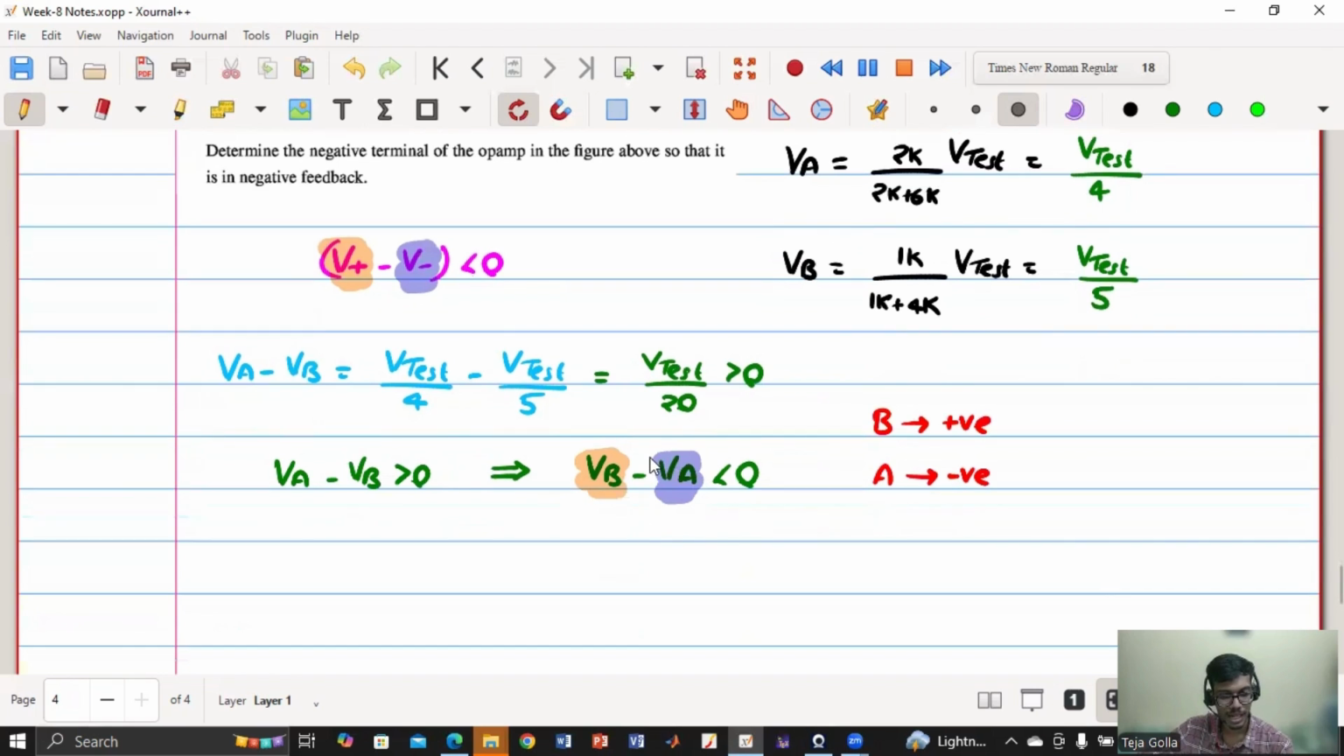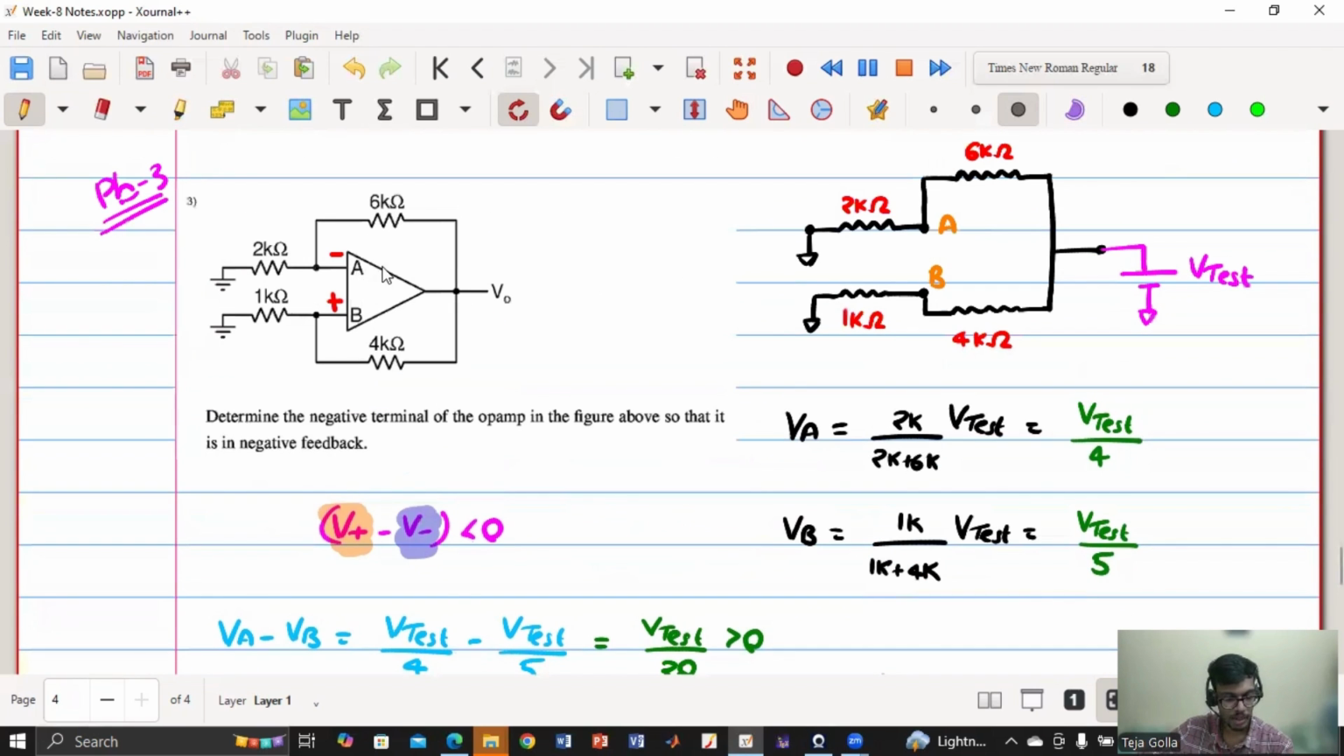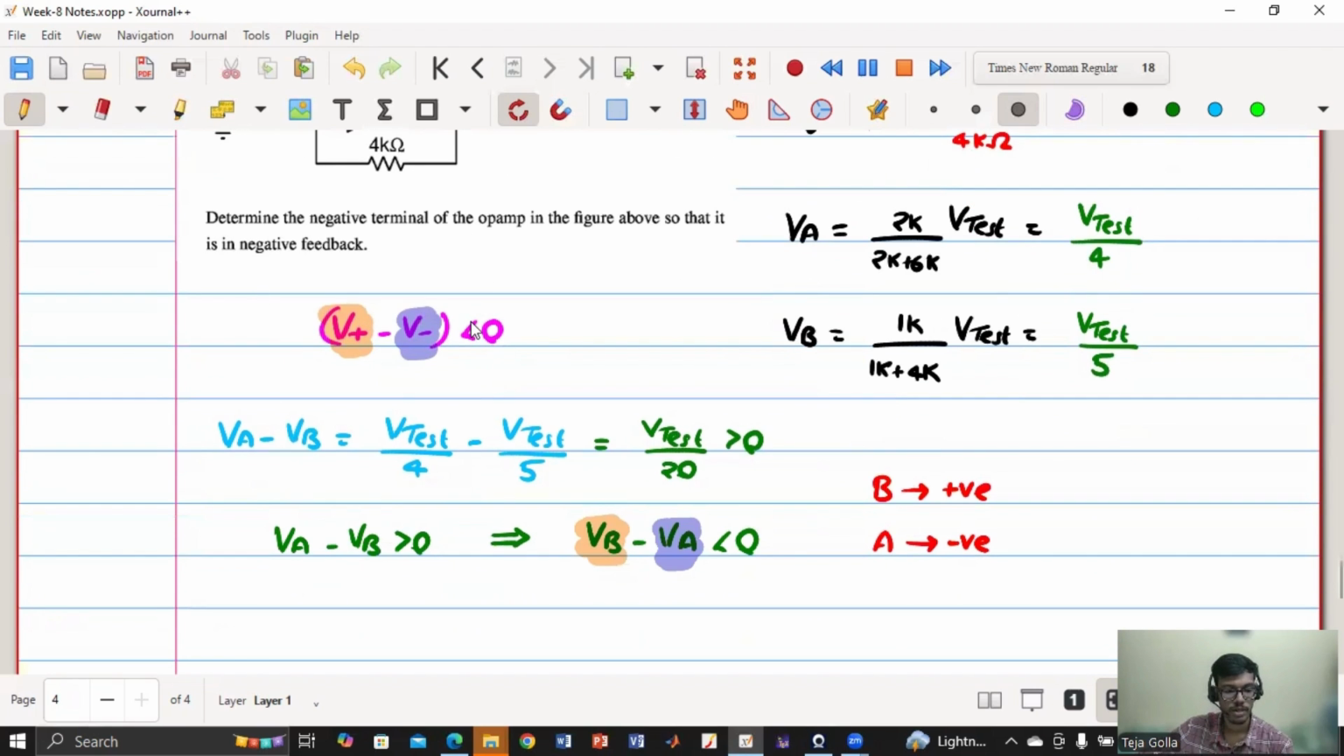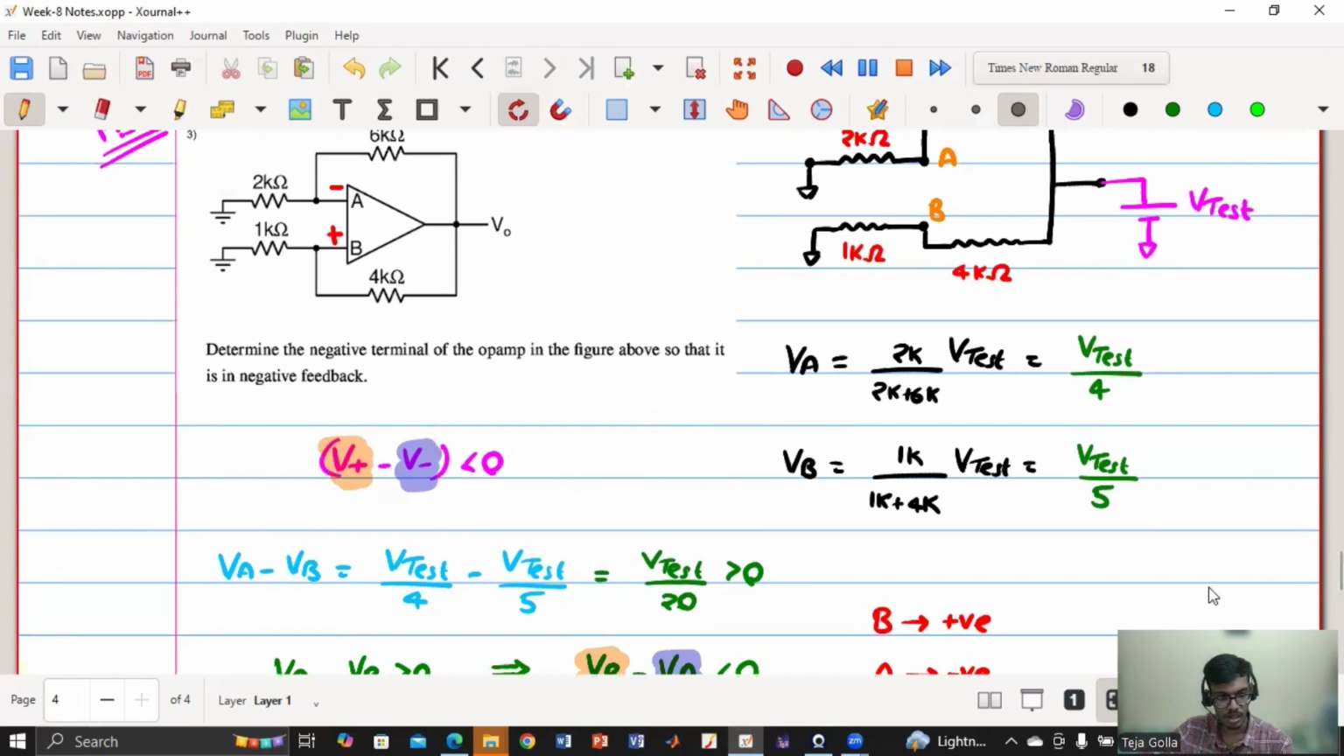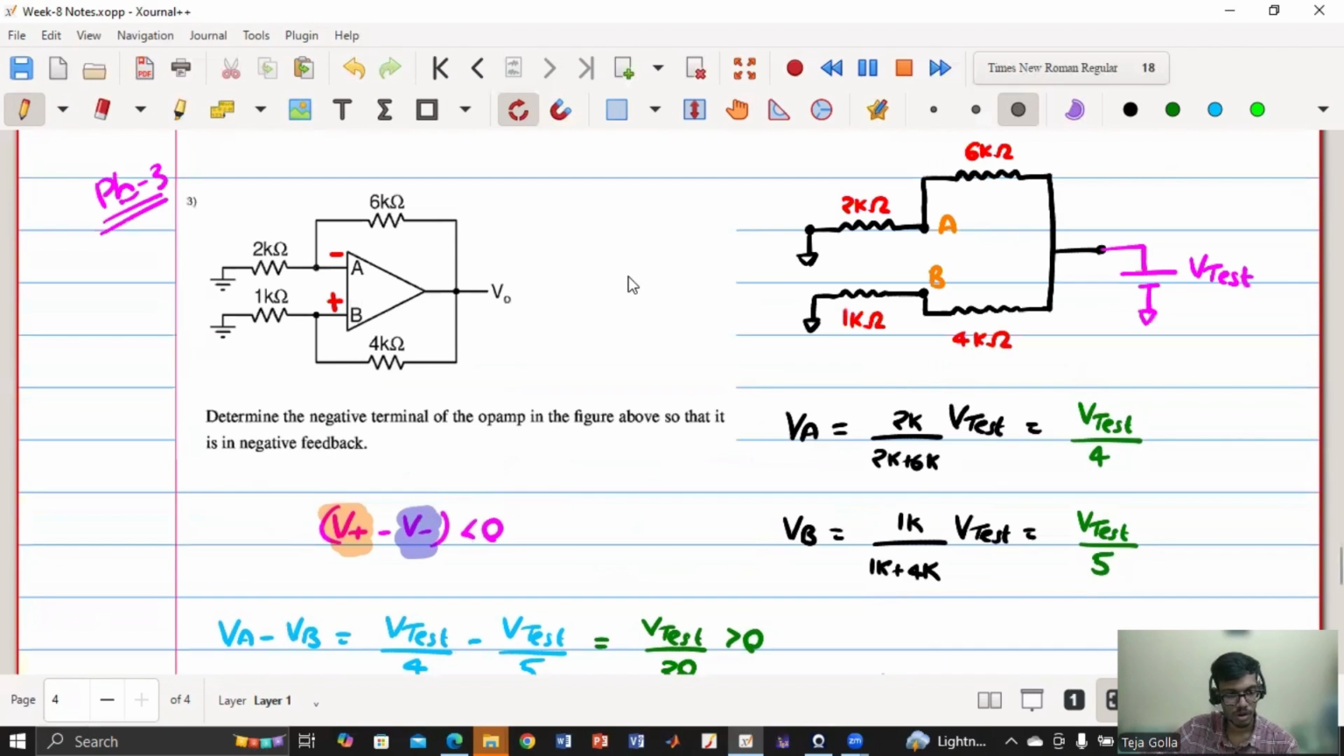But in this question, the question is different. How should the terminal be connected to make it negative feedback? So we have to rearrange the equation in a way that it will look something like this, and then we'll correlate which is the positive terminal and which is the negative terminal. So I hope this problem is clear now, or do you have any further queries?